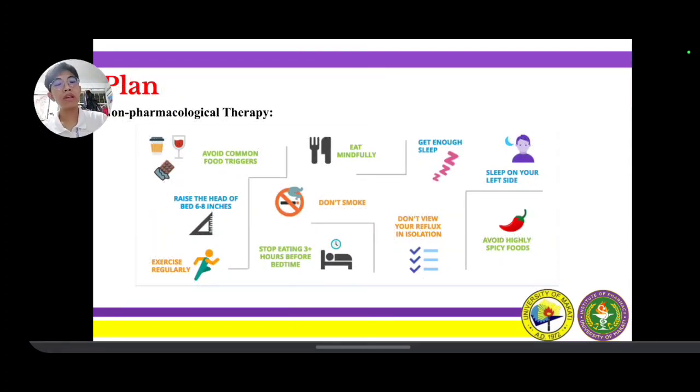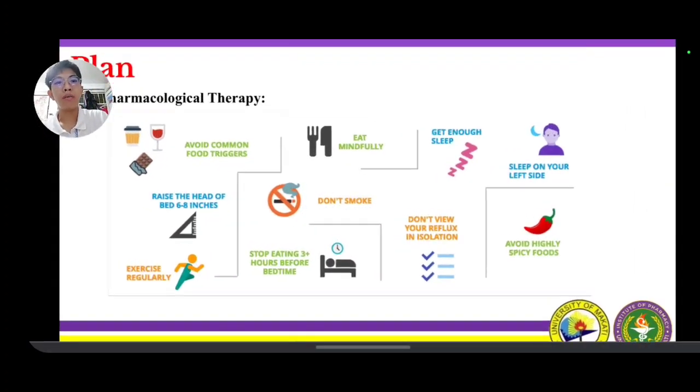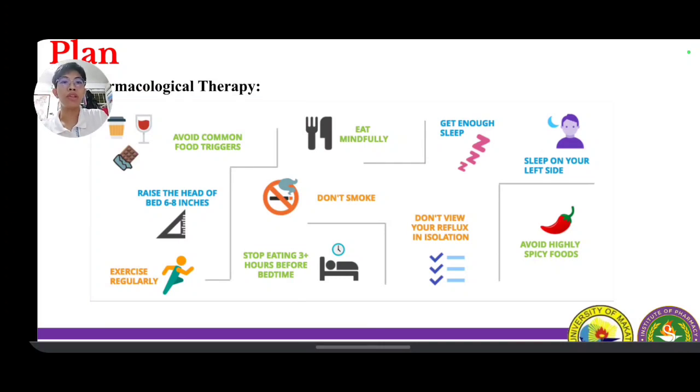So for our non-pharmacological therapies, we should advise the patient to avoid common food triggers like chocolate or sweet things, which are acidic, and caffeine, and also alcoholic beverages. Next is to raise the head of the bed with pillows by 6 to 8 inches so that the acid won't escape or go through the lower esophageal sphincter when you're lying down.